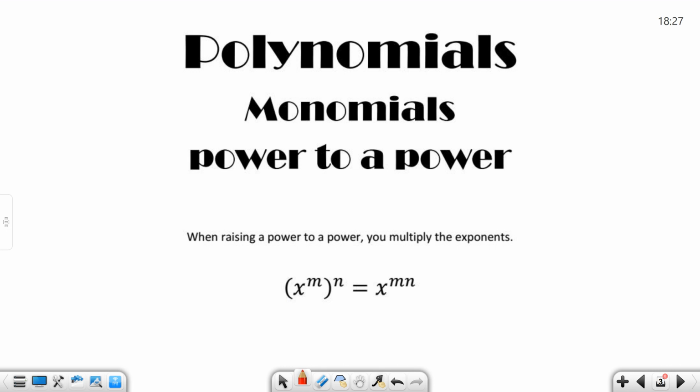If you're multiplying like bases, that's a little separate. That's each x has its own power, x^m, x^n. Here it's x to the m to the n power. Then you multiply m times n. You can put a dot in there if you want to, or you can put parentheses around it, however you want to do it, to denote multiplication, but x to the mn power. You multiply m and n together.